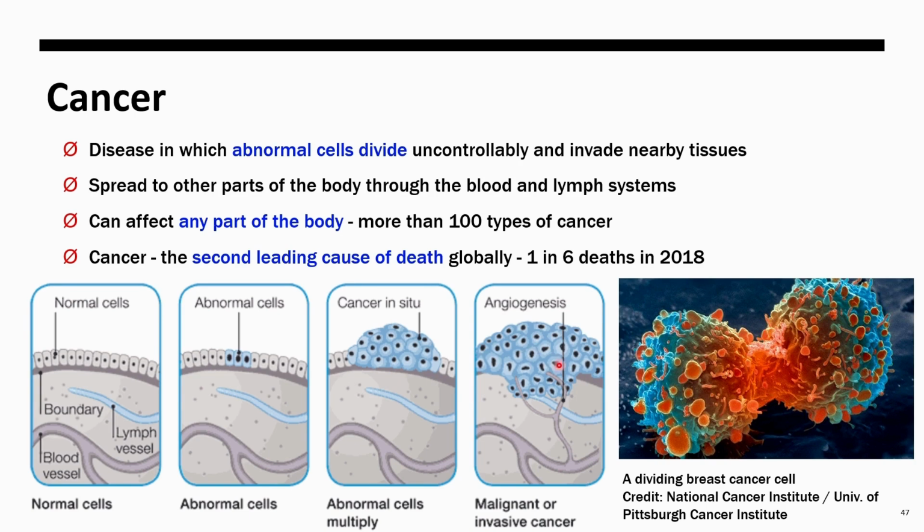When these cancer cells are near blood vessels or lymph systems, they can be passed from one place to another through blood or the lymph system and can affect any body part. In the world now, there are more than 100 types of cancers. Cancer is the second leading cause of death globally.